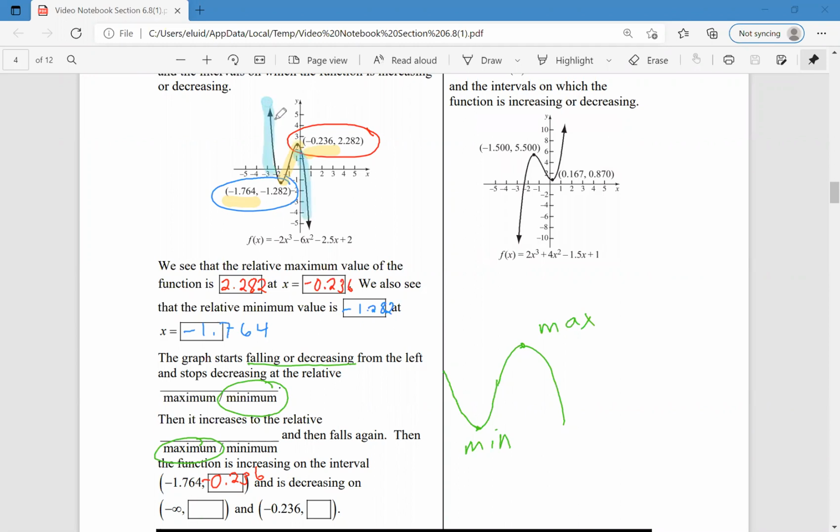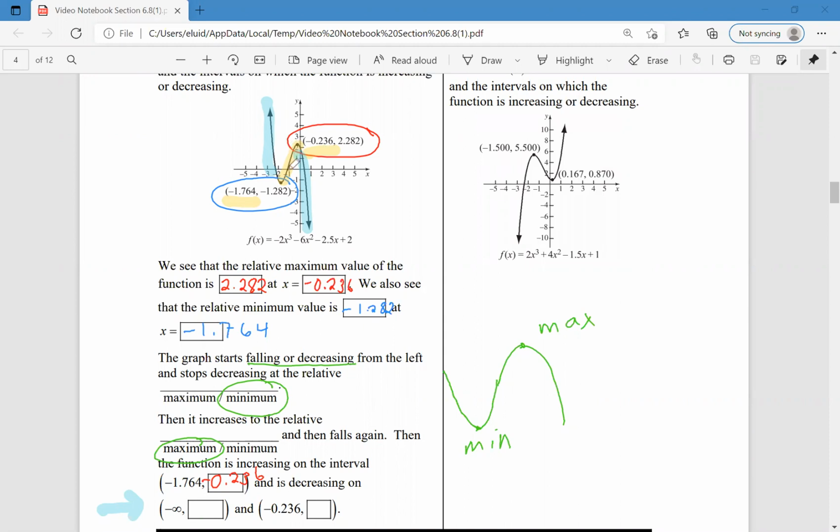Decreasing and decreasing. So those two intervals are what we're talking about. The first one, I'm all the way down at the bottom of the screen. Hopefully you can still see. So that first interval, we would say it goes from x is negative infinity all the way to x is negative 1.764. So those x coordinates are the same here.